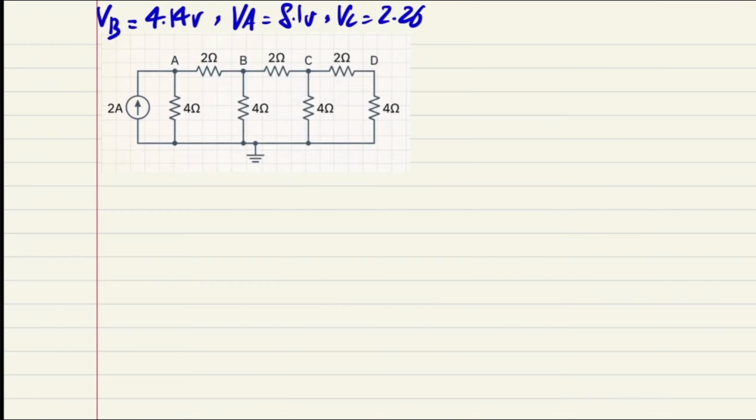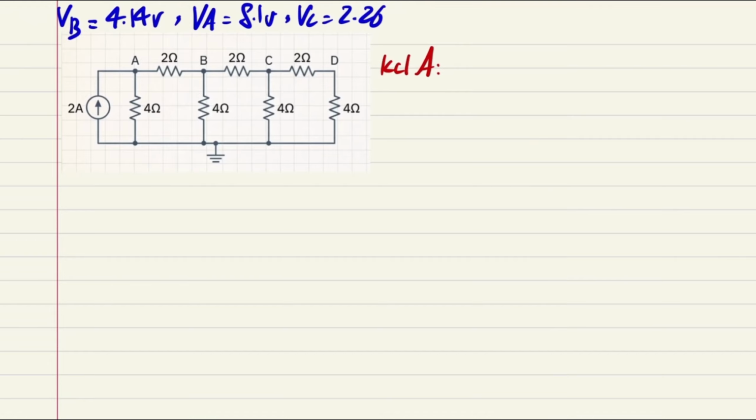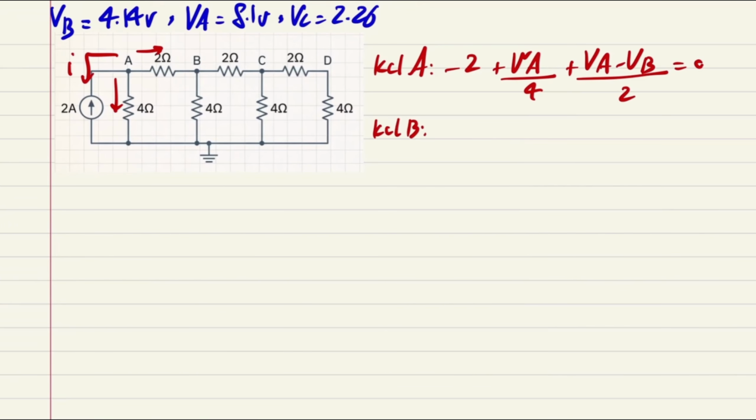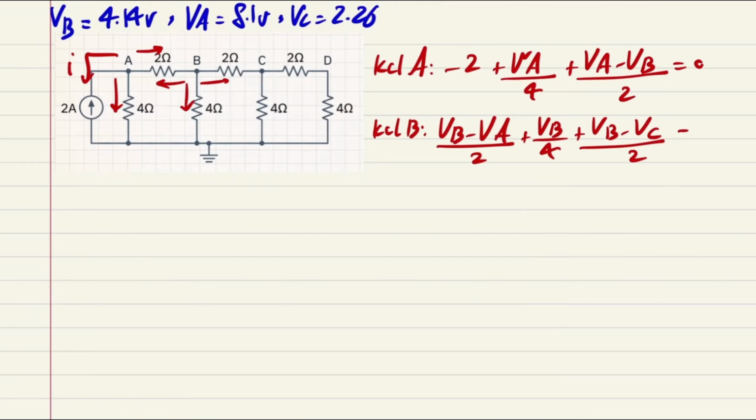For the KCL number A, or the KCL A, I'm going to assume all of the currents are repelling. So the first one is going to be related to the 2 amp. Since the current that I have over here is in the opposite direction, I'm going to consider negative 2 plus VA divided by 4 plus VA subtracted by VB divided by 2 equals 0. This is the first one. The KCL number B says that whatever current is repelling, VB subtracted by VA divided by 2 plus VB divided by 4 plus VB subtracted by VC divided by 2 equals 0.